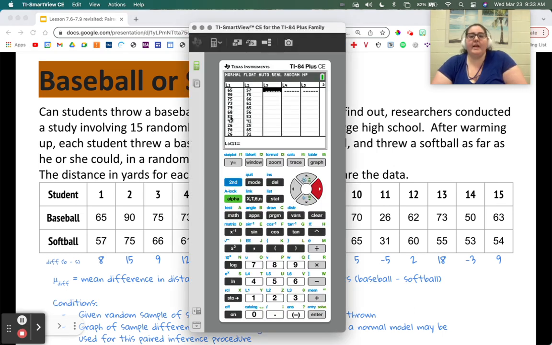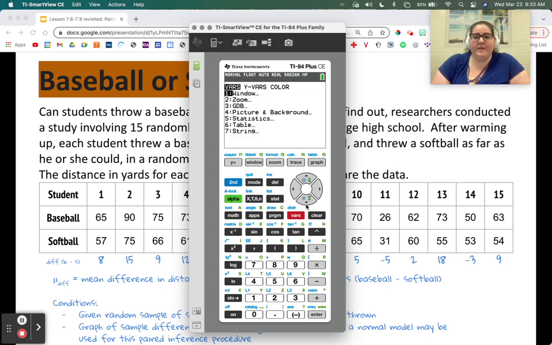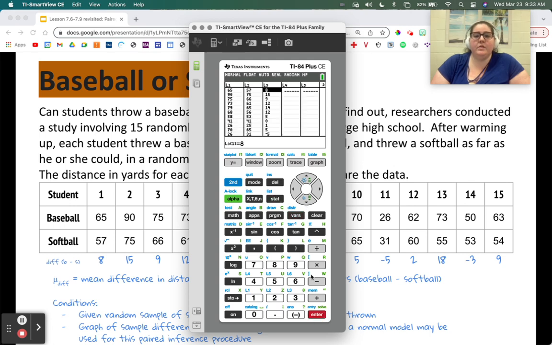So I put the data in, and one thing I wanted to show you just as an extra option, I went ahead and put in the two sets of data. So I put the baseball scores under L1, and then I put the softball scores under L2. So one thing that I could do is go up to highlight L3, and then I'm going to put second 1 for L1 minus second 2 for L2 and then push enter. And then now very quickly, I have all the differences in L3. So that's one way that we can handle the differences.